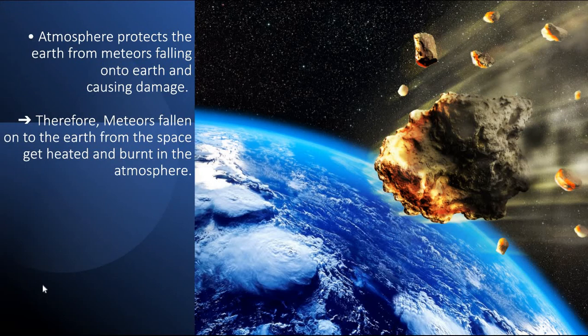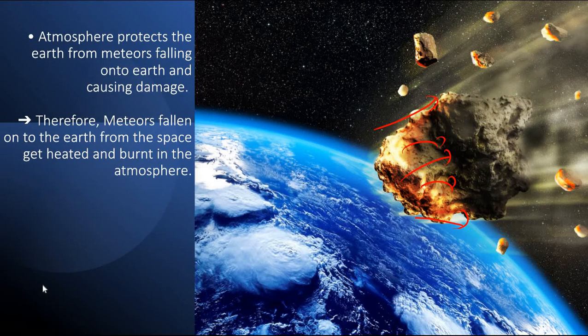Another important function of the atmosphere is that it protects the earth from meteors falling onto the earth and causing damage. Now the atmosphere, I told you, has a variety of gases. When a meteor comes crashing to the earth, the meteor will start to collide with various gas particles in the atmosphere, and like this it will collide with the gases. So when it starts to collide, there will be friction.